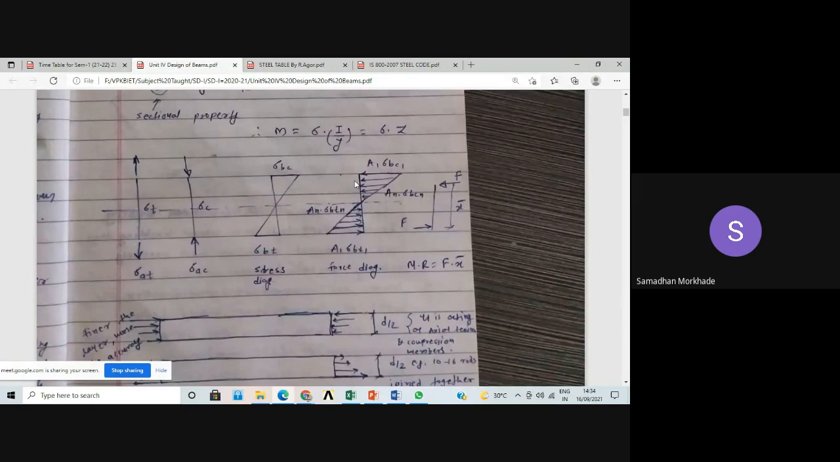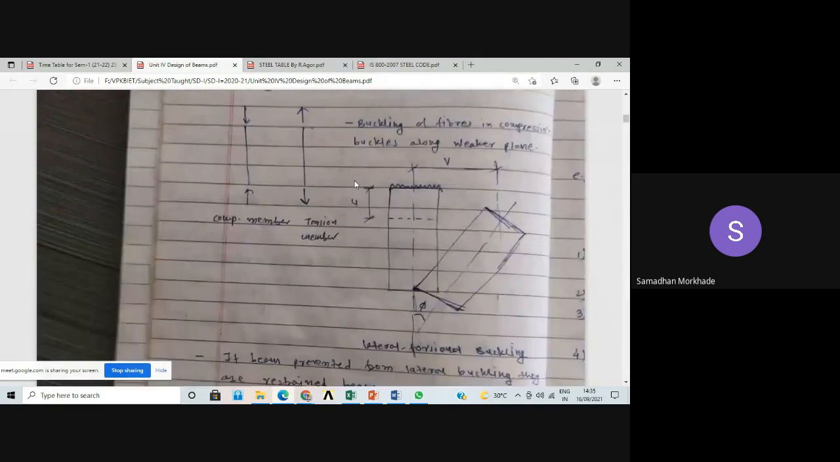It means if your bending moment is more than the moment of resistance, such a thing should not be there. After that we have discussed what is meant by lateral torsional buckling. This is one of the failure modes, which normally occurs in the case of a laterally unsupported beam.